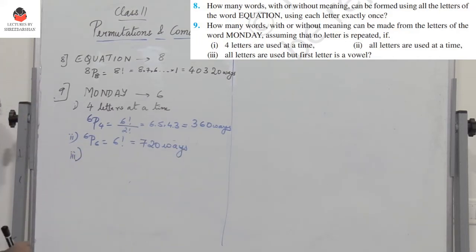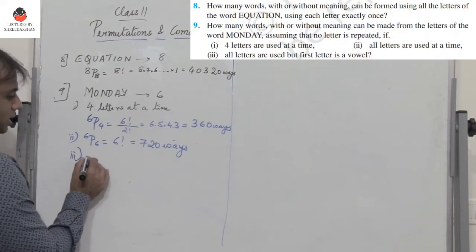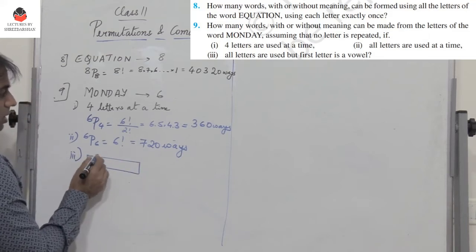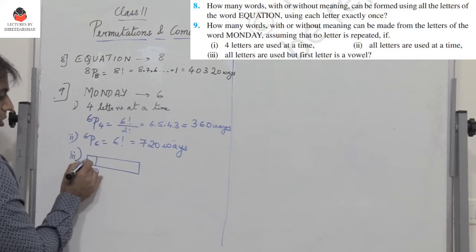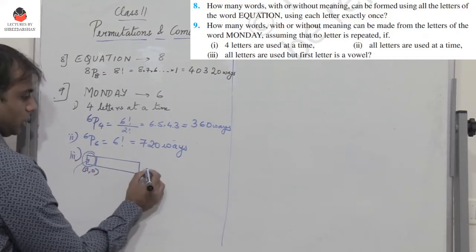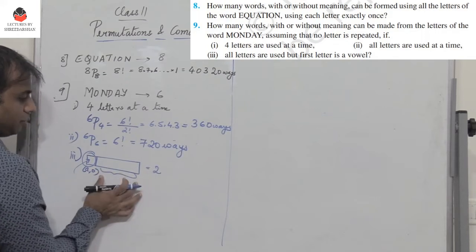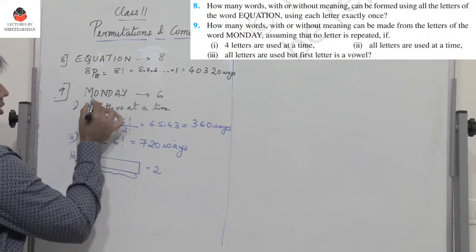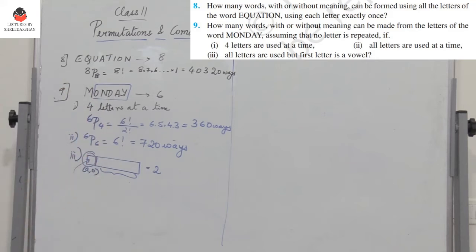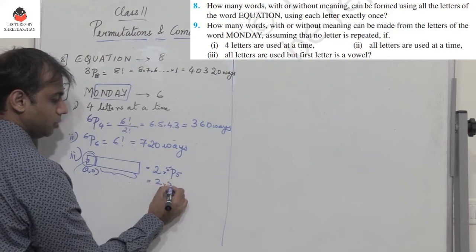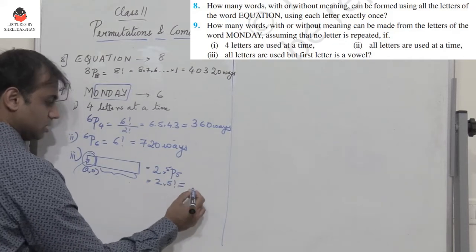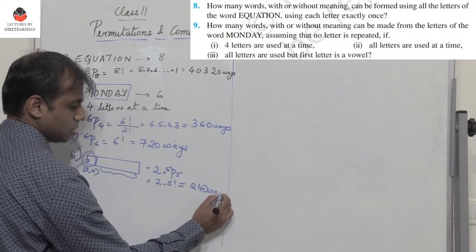Then third one, all letters are used, but the first letter is a vowel. So you have 6 alphabets, but the first one is a vowel. So you have A and O, right? So there are 2 possible ways of filling in the first one. So you have 2, and then you have the remaining 5 here, right? So among the remaining 5, I have to choose 5 more. So it's going to be 5P5. So it's going to be 2 into 5 factorial, which gives the answer as 240. So you have 240 ways.